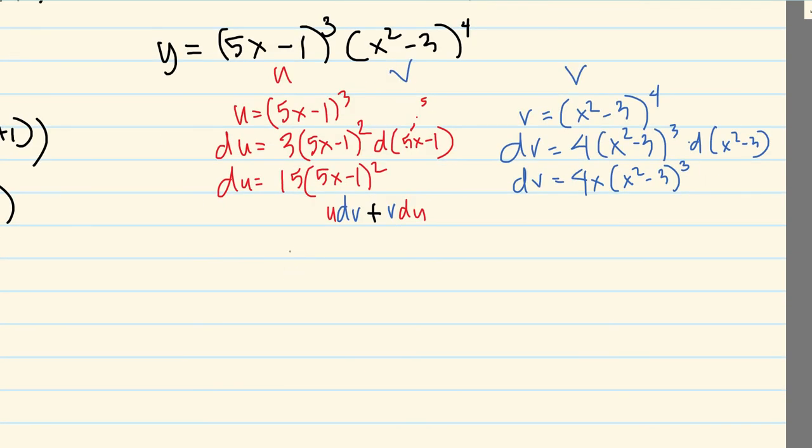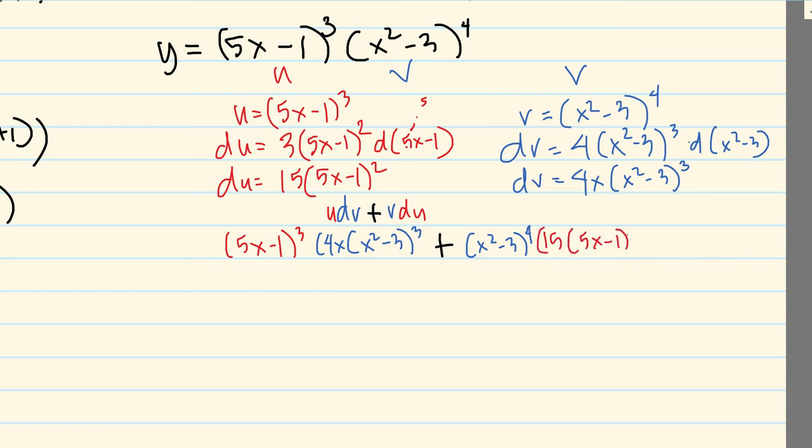Okay, we're gonna have the u first, which is (5x minus 1) cubed, and our dv is 4x times (x squared minus 3) cubed, and then we have our plus sign, which has our v as (x squared minus 3) to the power of 4, and our du is 15 times (5x minus 1) squared. Alright, so it is very, very long.